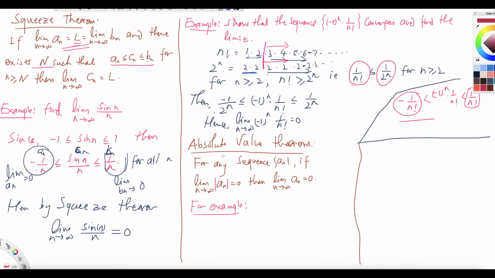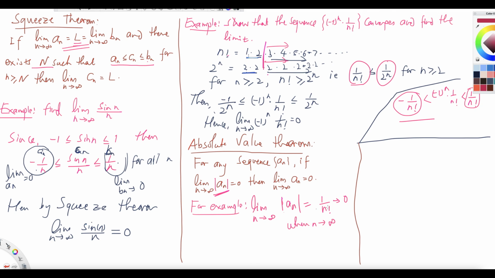Okay, let us see another theorem, the absolute value theorem. For any sequence, if the absolute value of the nth term goes to 0, then the limit will go to 0. For example, on this sequence, look at that. What is the limit as n tends to infinity of the absolute value of an? If you take the absolute value, then the negative sign will be positive, right? So it will be 1 over n factorial, and this goes to 0 when n tends to infinity.